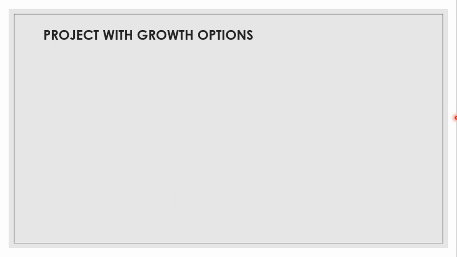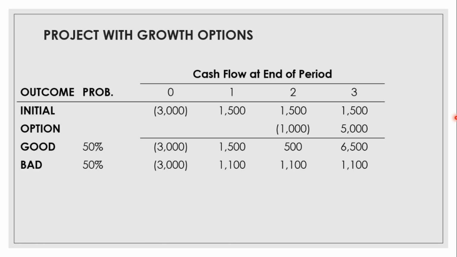Now, let's proceed with the project with growth options. If the entity sees the project as good, then they might add additional investments. Initially, we have a 3,000 outlay. We have 1,500 for the first year. Now, if the outcome is good, the entity wants to make an additional investment.